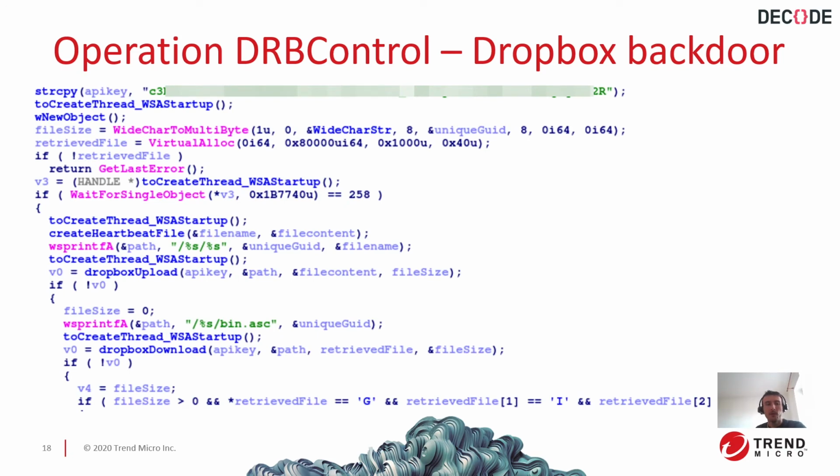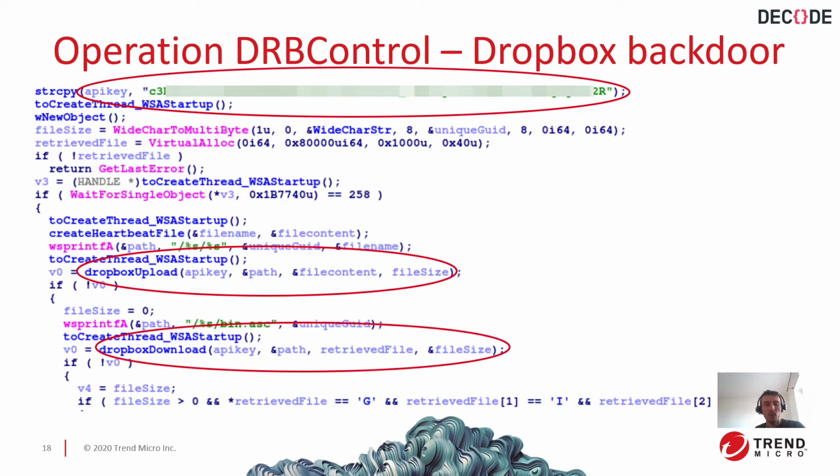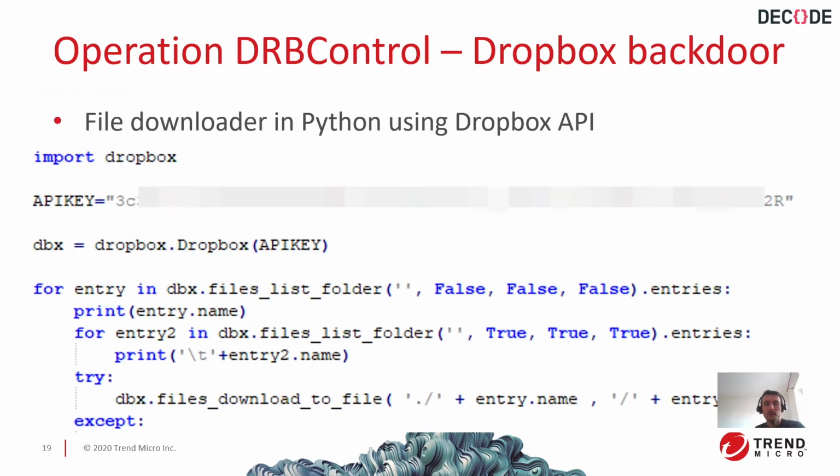So for us as researchers, it's important to reverse engineer the piece of malware. We can see in the beginning a very important API key, which the malware later uses for uploading files or downloading this bin.asc file. Also, if we have this API key, it's very handy to use Python, because almost every cloud service has an API and they have libraries in Python.